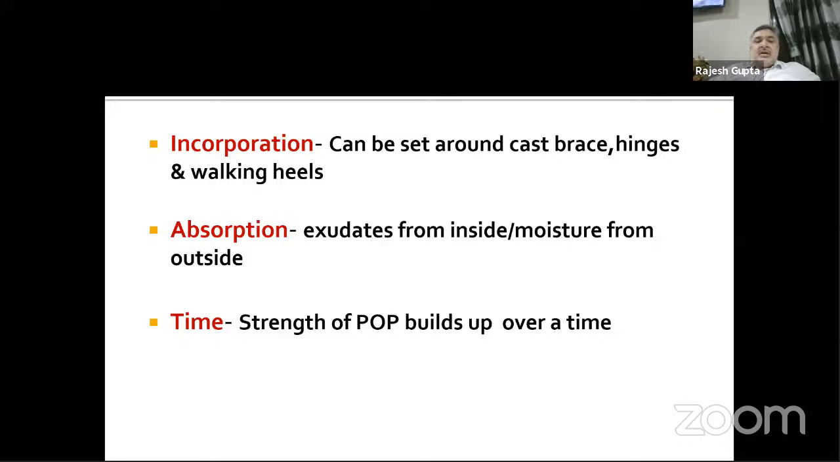Now, excess exudates from inside or moisture from outside will weaken the cast and the cast will break. So time, the strength of the POP builds up over a period of time. It usually takes 48 to 72 hours for a fracture cast to be completely dry, and we should not allow the patient to walk before that.